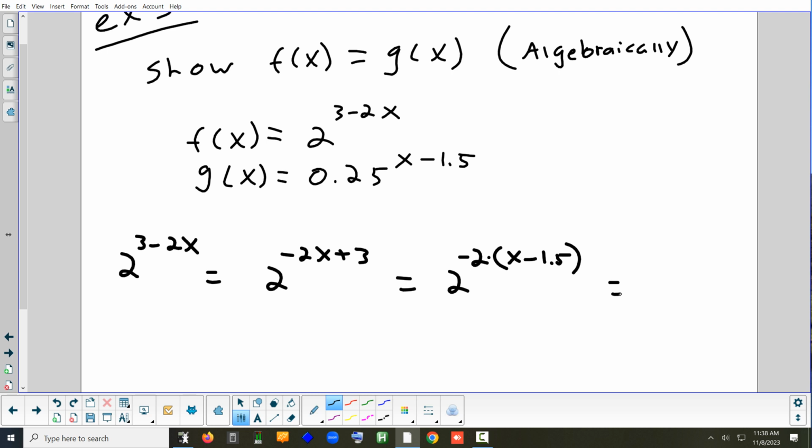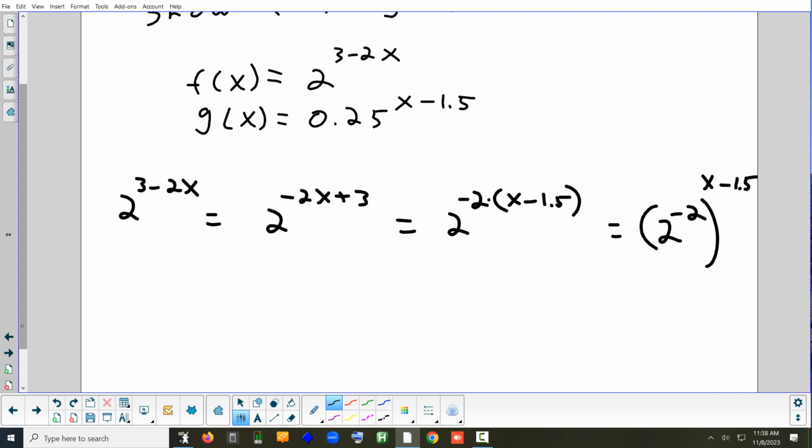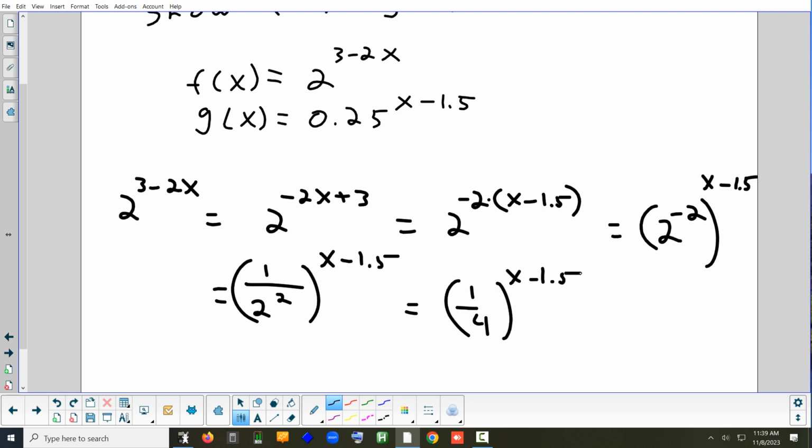So the only time you would multiply those exponents together is if you had, what would you have had originally that would have caused you to multiply exponents together? Power to a power. You would have had a power to a power. So 2 to the -2 to the x minus 1.5. And what's 2 to the -2? It would turn into a fraction, 1/4. That would be 1 over 2 to the 2, which is 1 over 4. Or if you want to write it as 0.25, you could do that. But yeah, you've shown that they are the same thing.